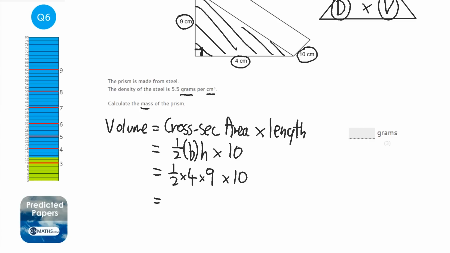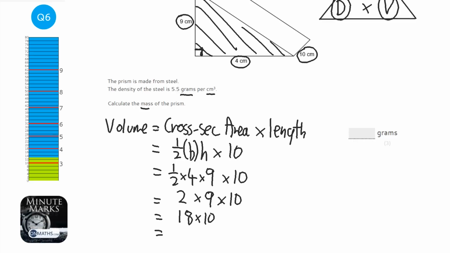What I can do is half the 4 to get 2, and that saves me multiplying some big numbers together just to halve it. So 2 times 9, which is 18, times 10, which is going to be 180, or you can just type it into the calculator if it's on the calculator paper. Okay, so that is in centimetres cubed, because every unit is in centimetres, and make sure you check that.